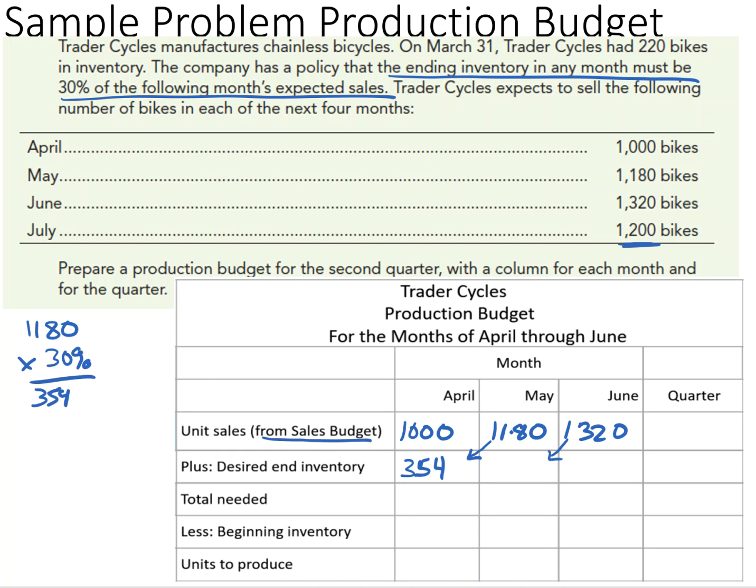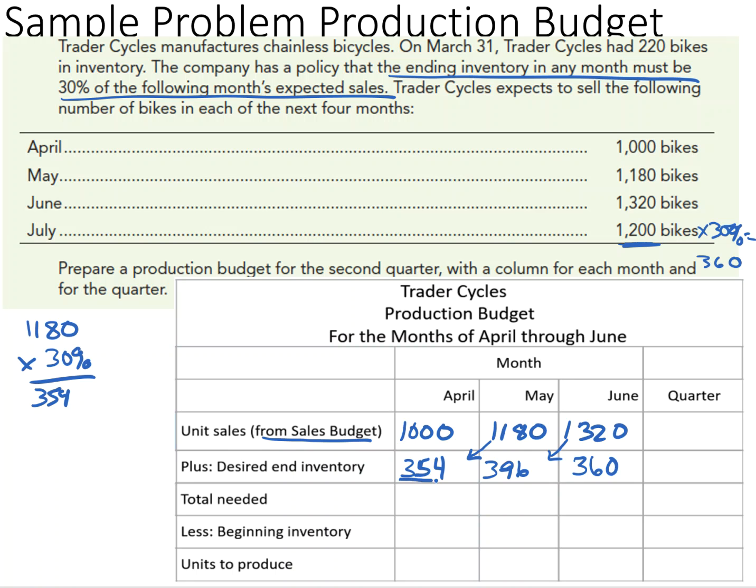So June, 30% of the June sales would be 396, and 30% of the July sales would be, again, times 30%, and that should be 360. So we put 360 here. That's why we need July.